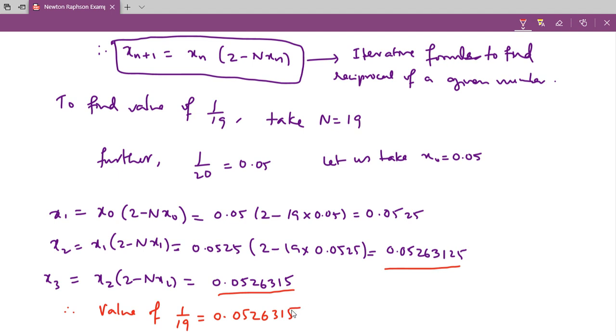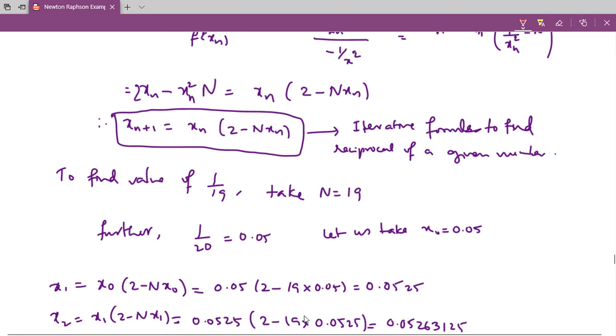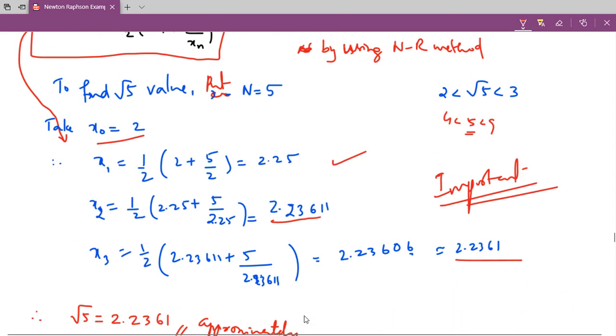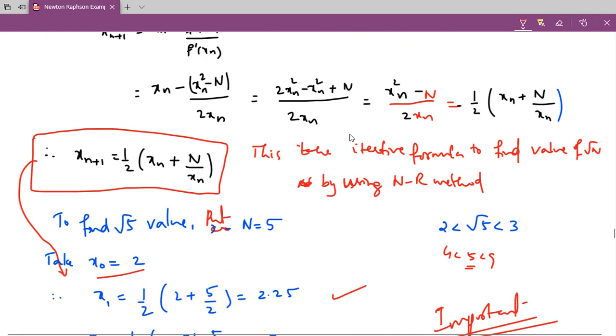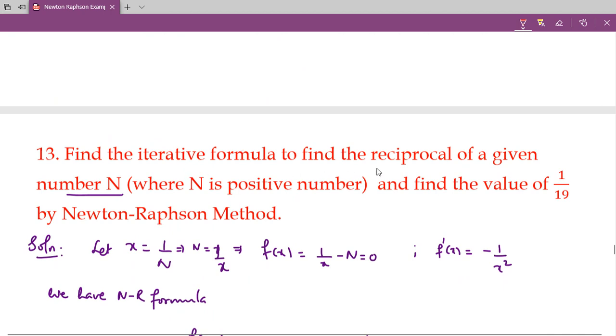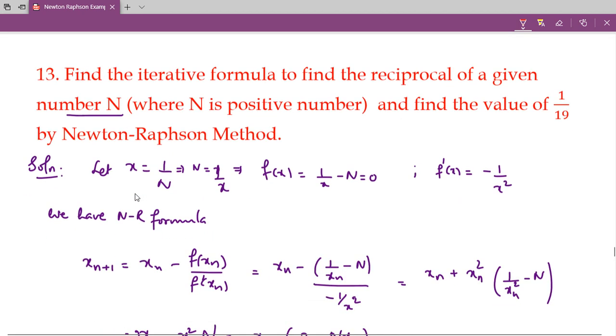Now this is one of the important problems, as we have seen previously. This is the 12th problem: find the iterative formula to find root n, and find the iterative formula to find the reciprocal of a number. So these are very important ones. Now see, we have x is equal to 1 by n, we have taken it as n equal to 1 by x, then we have formed f of x. So this framing of f of x is very important in this type of problems. So f of x is equal to 1 by x minus n equal to 0.